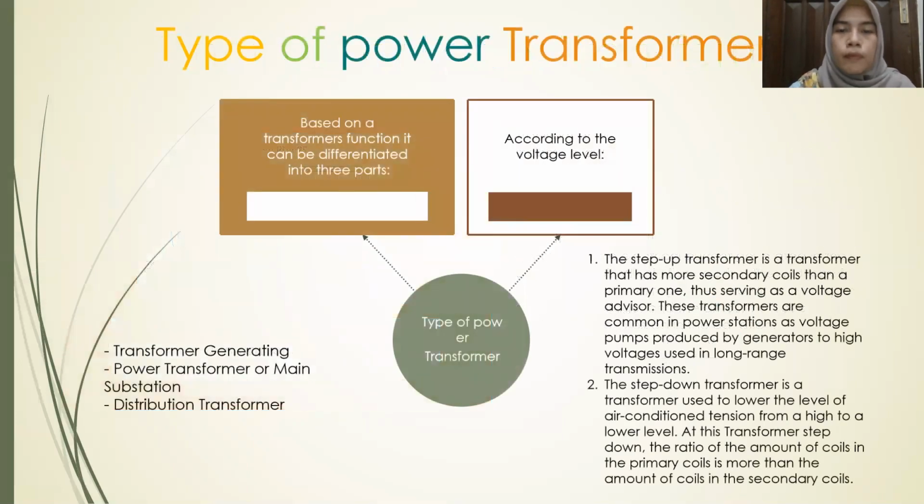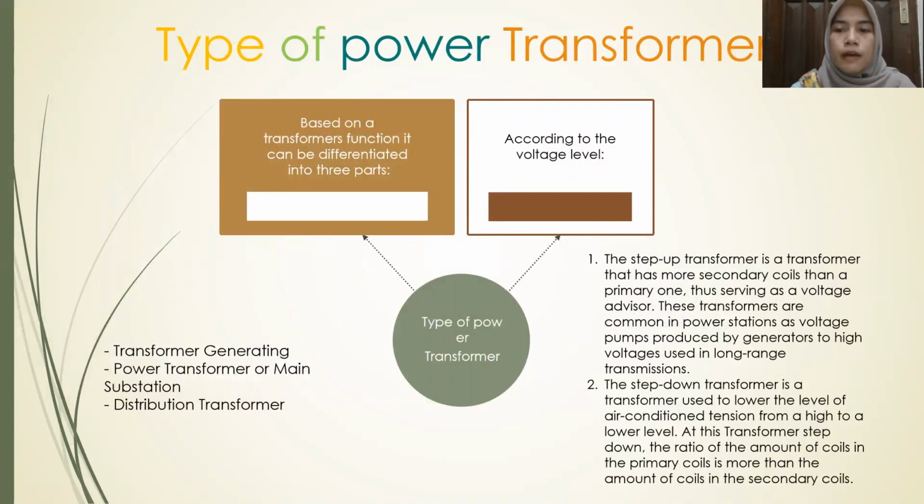Type of power transformer. Based on a transformer function can be differentiated into three parts: transformer generating, power transformer or main substation, and distribution transformer. According to the voltage level.